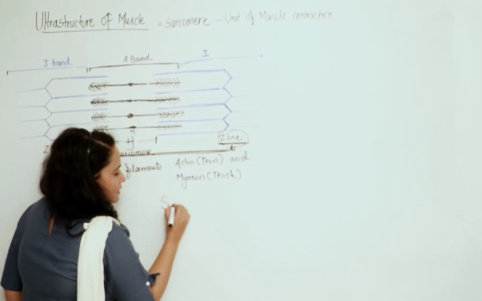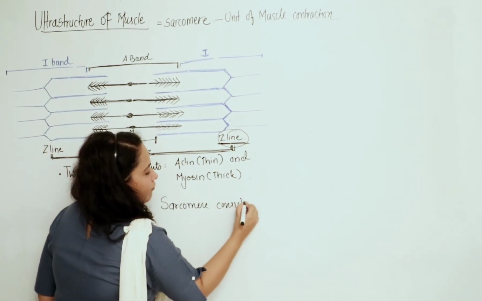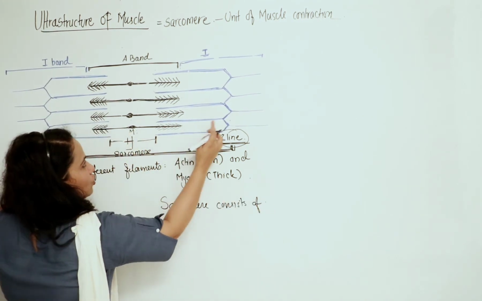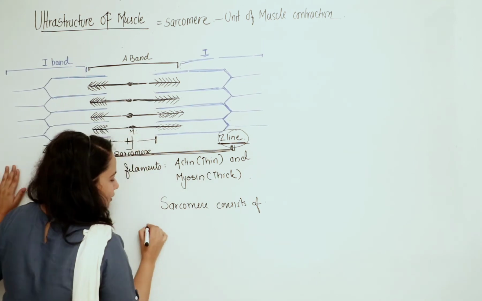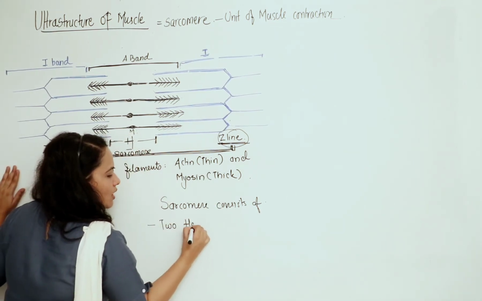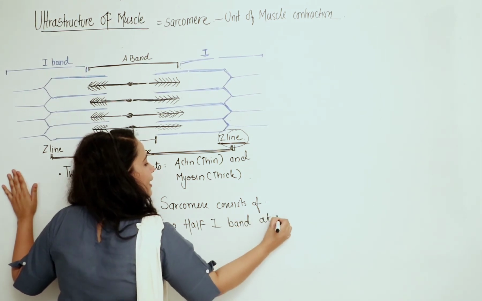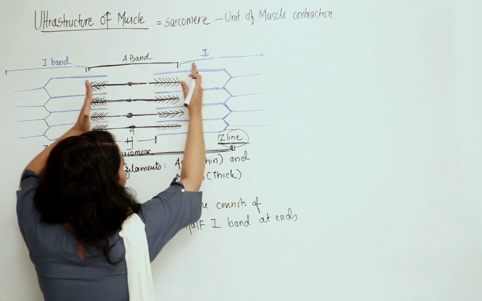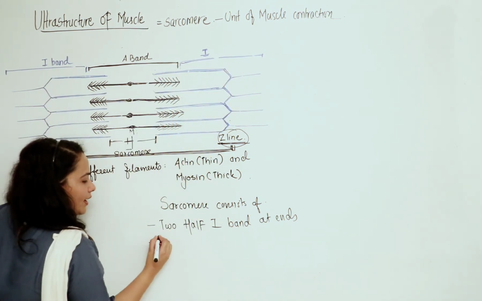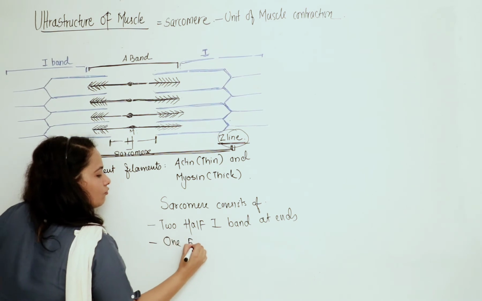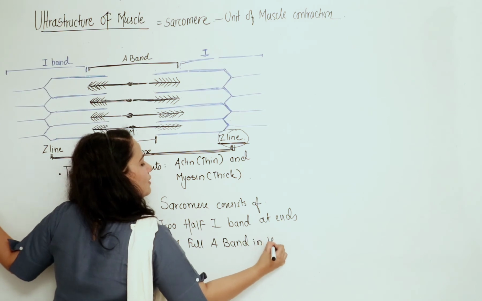Now, sarcomere consists of two half I bands. ये I band पूरा, उसमें से हम सेंटर ले रहे हैं, तो half I band. So it consists of two half I bands at ends. दोनों तरफ आपको half I bands देखने मिलेंगे और सेंटर में one full A band in the center.